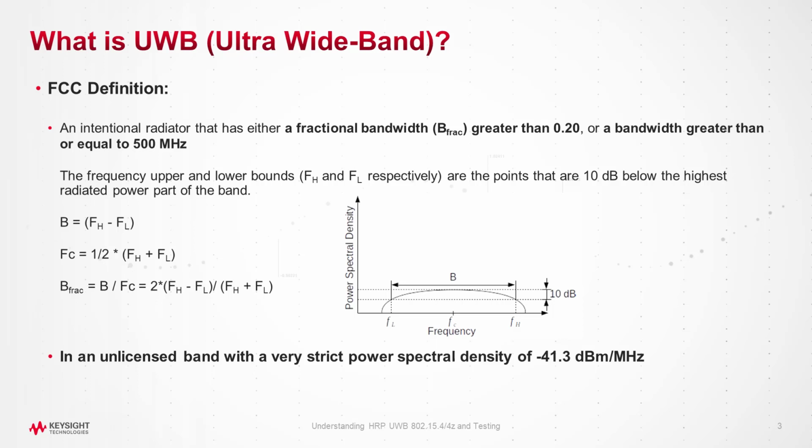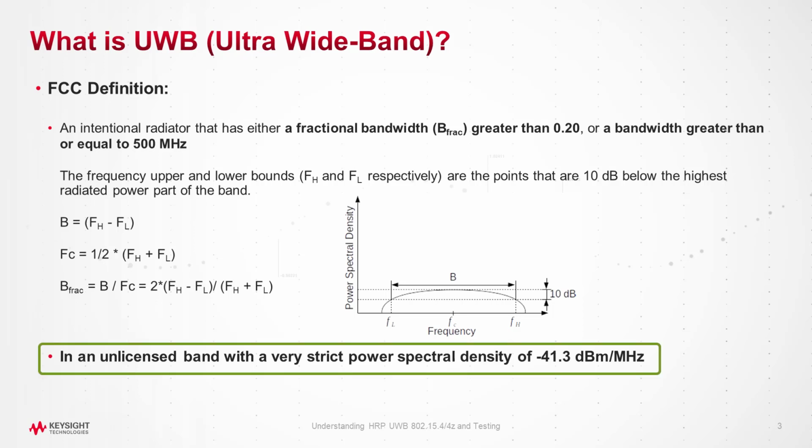UWB means ultra-wideband, which should be either over 500 MHz or the bandwidth is relatively wide enough, more than 0.2 compared with the center frequency. But there's a strict power spectrum density definition for UWB signals. As the FCC definition, it should be lower than -41.3 dBm per MHz.